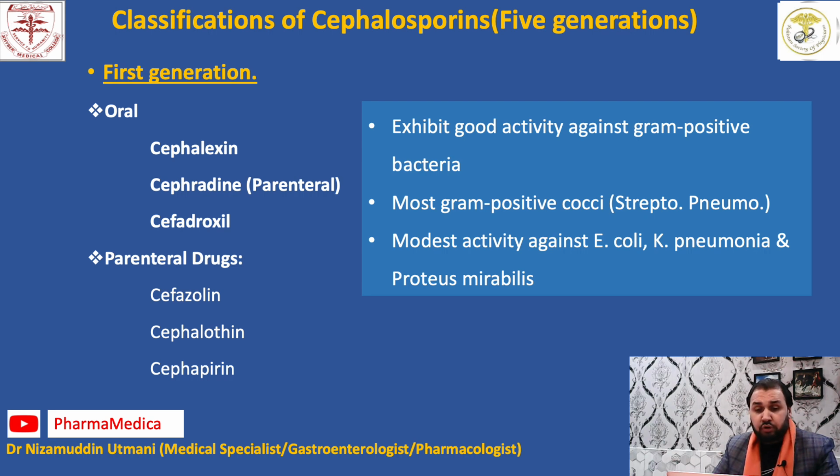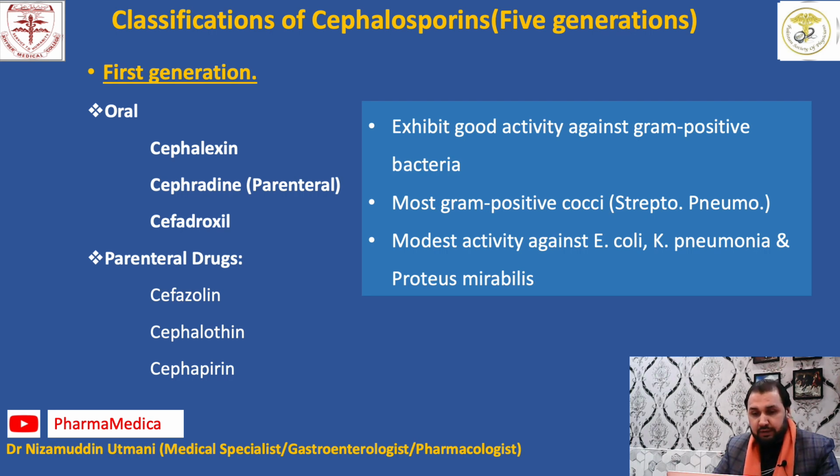We have 3 important drugs in this group: cefalexin, cefadroxil, and cefradine. All of them are oral, and all of them are available in the market. The rest, cefazolin, cephalothin, and cephapirin, are the 3 drugs available in parenteral form, but they are not used routinely in clinical practice.